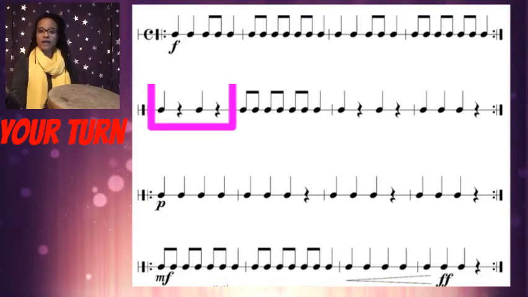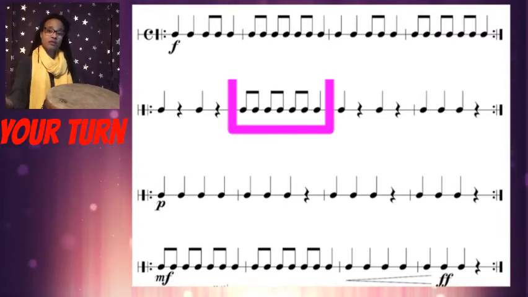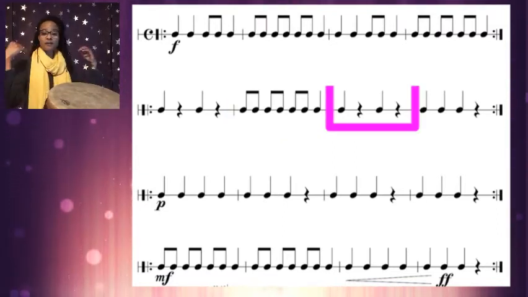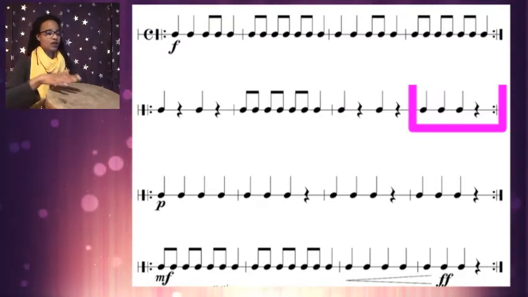1, 3. 1 and 2 and 3. My turn. 1, 3. 1, 2, 3.